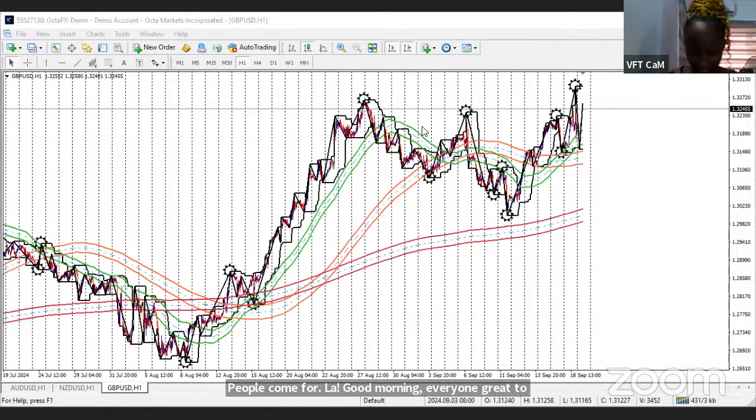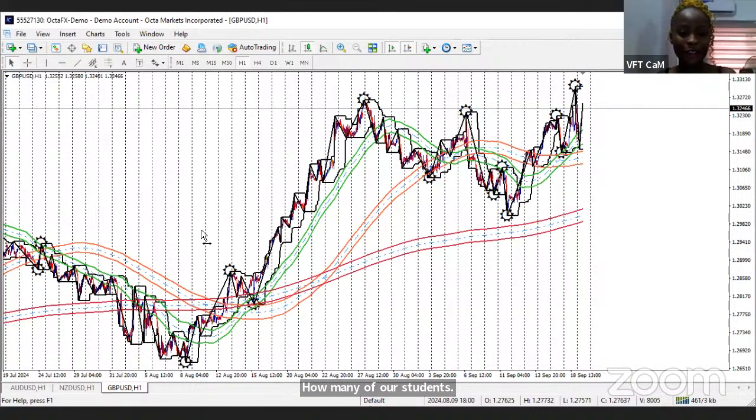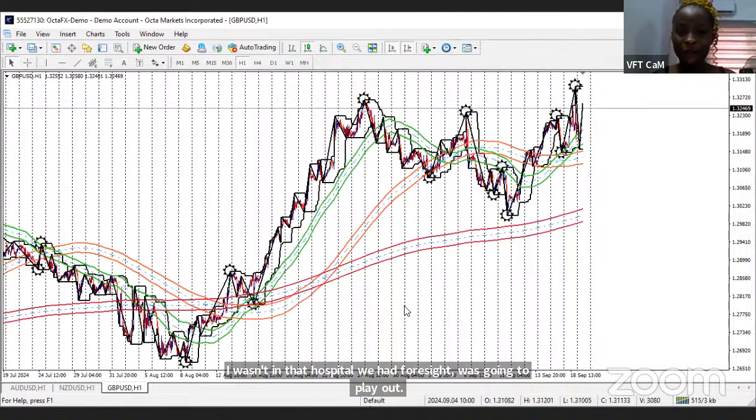So we finally had the FOMC come out yesterday. How many of us traded the FOMC? I saw a lot of people in blues. Some of our students even reached out to send their screenshots of how the market favored them. I don't trade news personally, so I wasn't in that particular trade, but we had foresight of how it was going to play out.